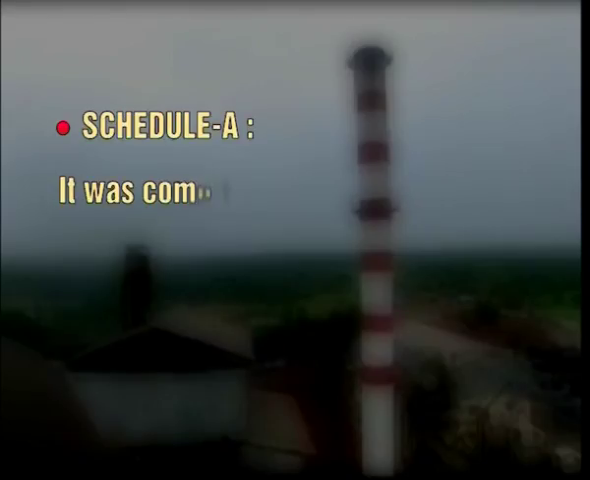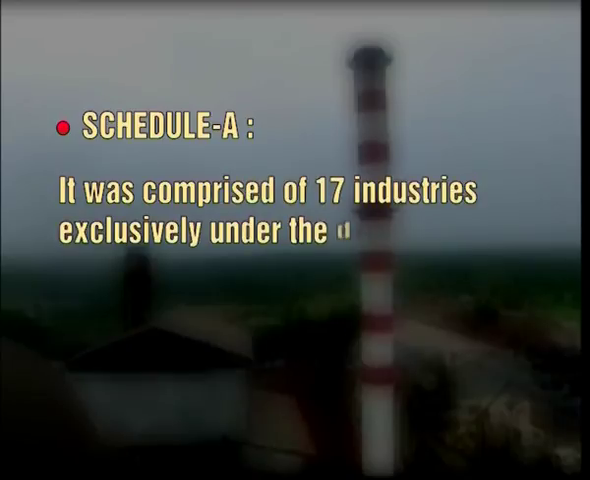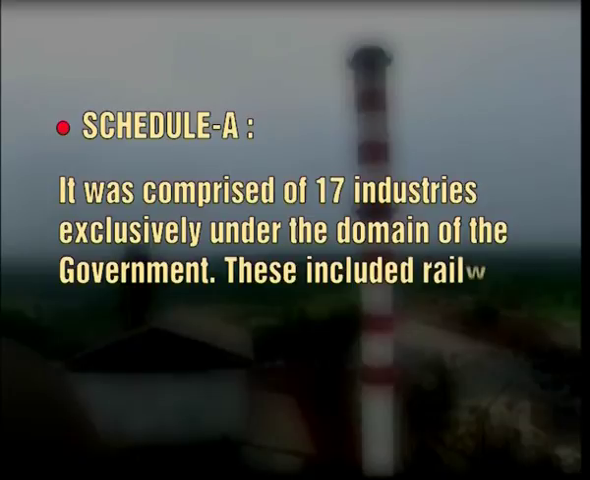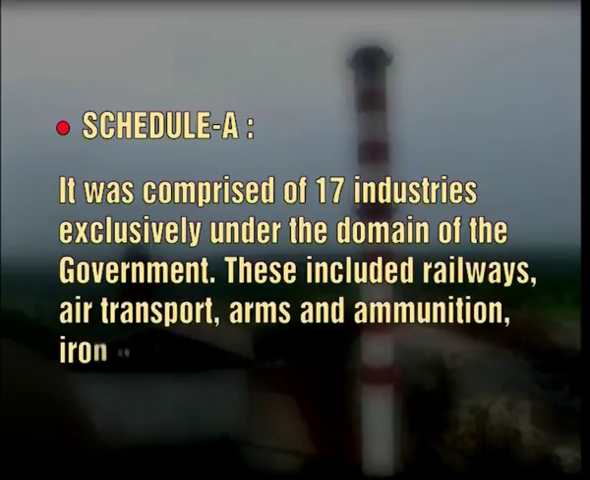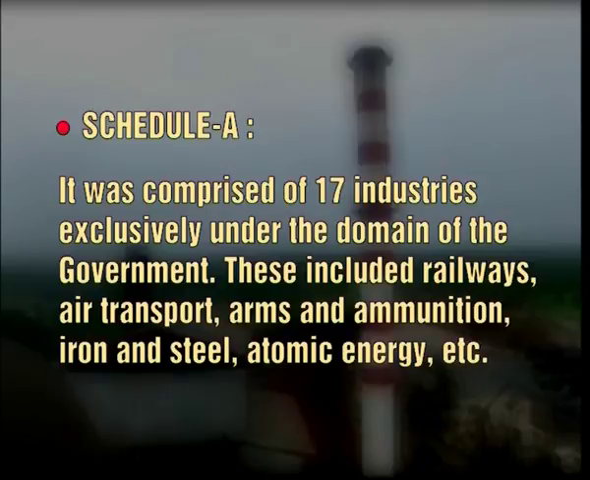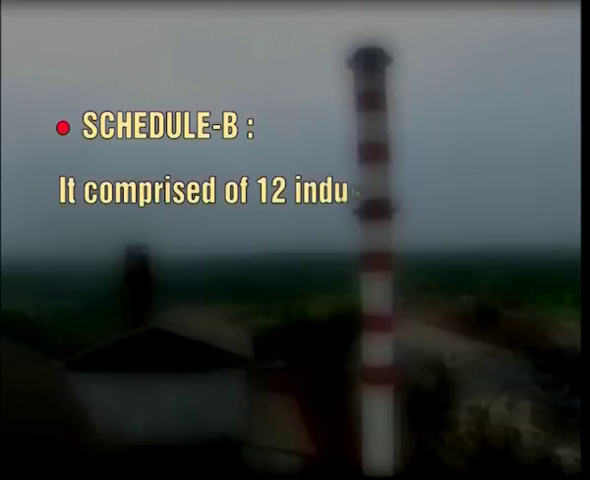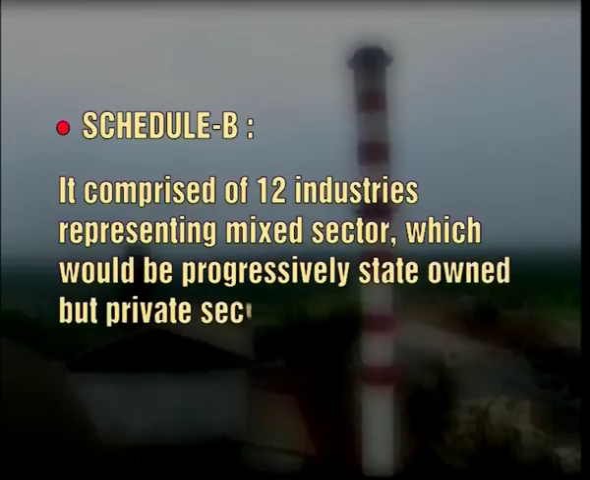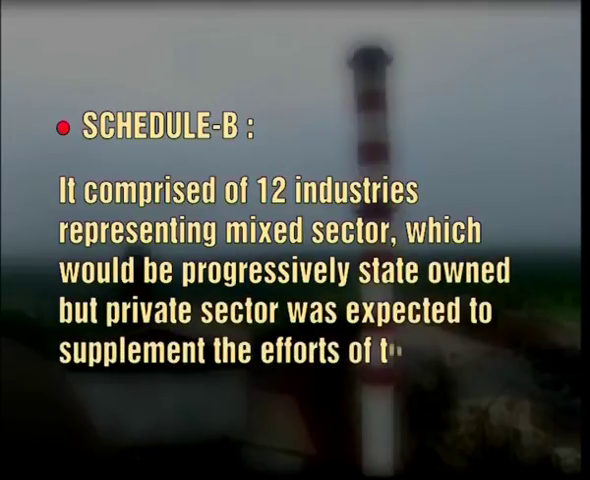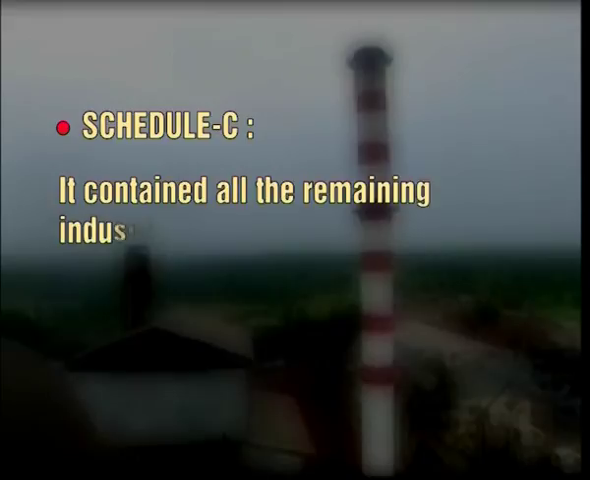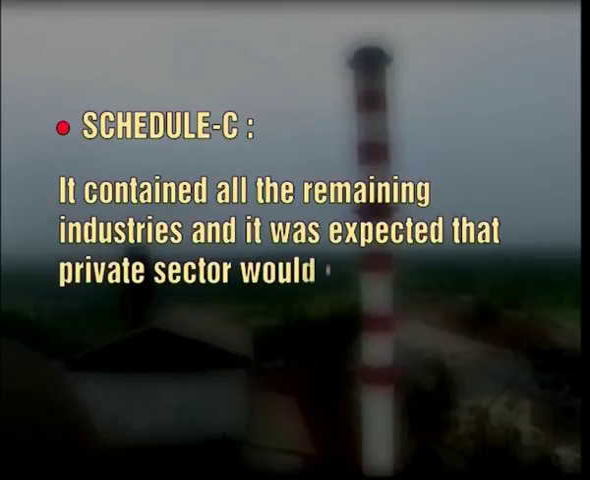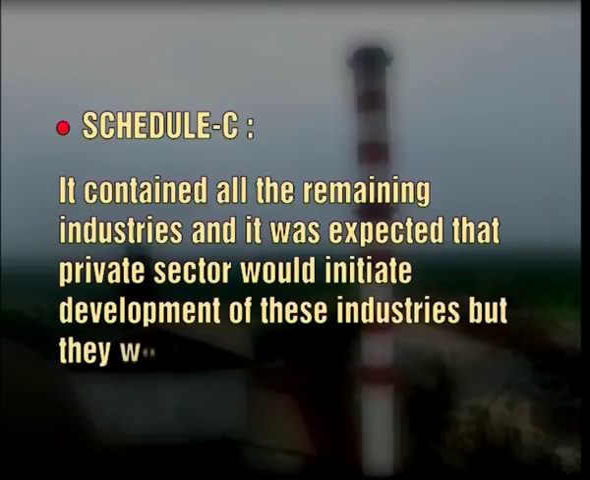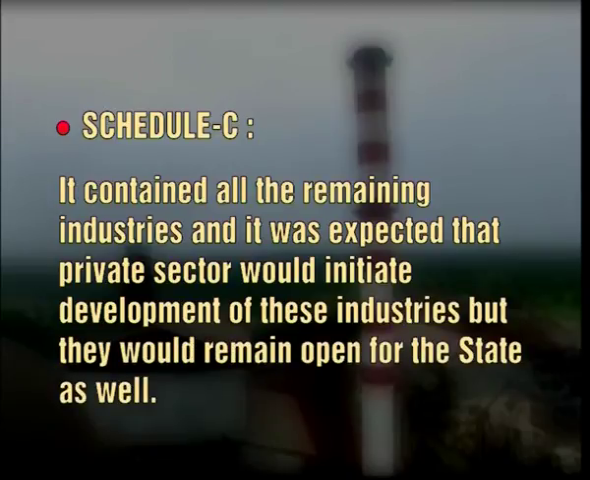Schedule A. It comprised 17 industries exclusively under the domain of government. These included railways, air transport, arms and ammunition, iron and steel, atomic energy, etc. Schedule B. It comprised 12 industries representing the mixed sector, which would be progressively state-owned, but the private sector was expected to supplement the efforts of the state. Schedule C. It contained all the remaining industries, and it was expected that the private sector would initiate development of these industries, but they would remain open for the state as well.